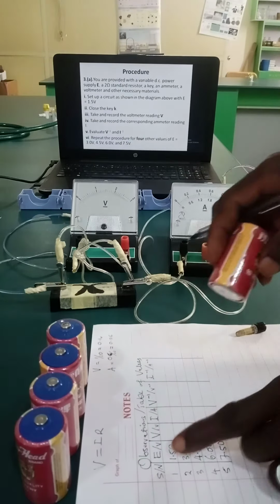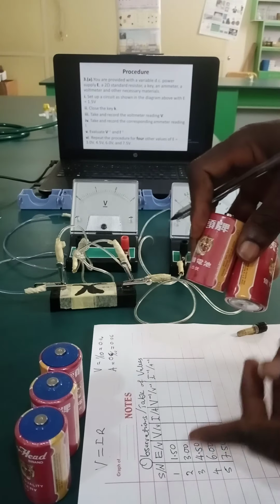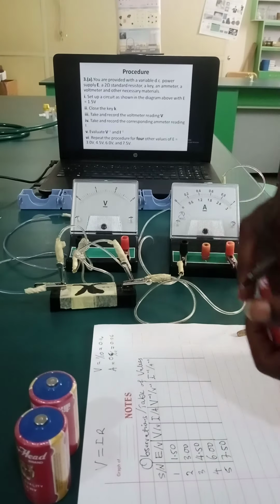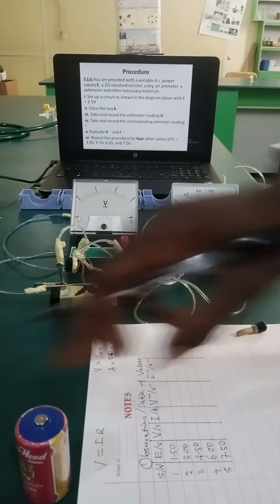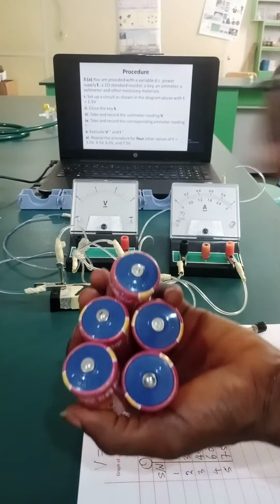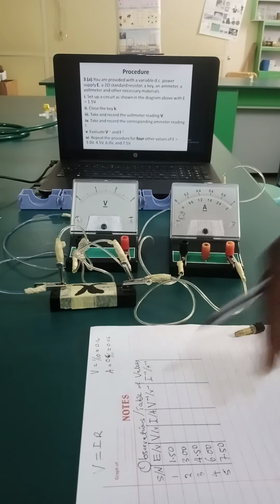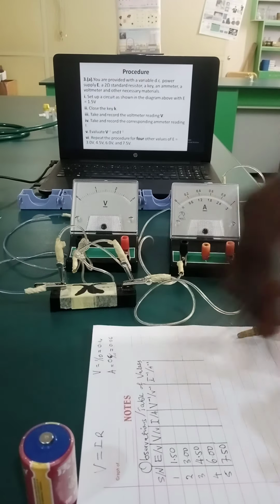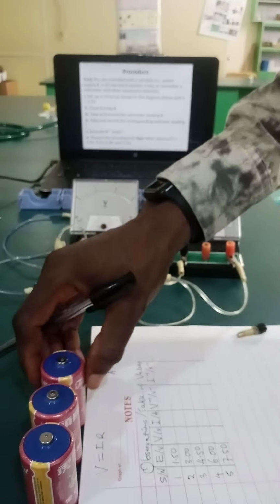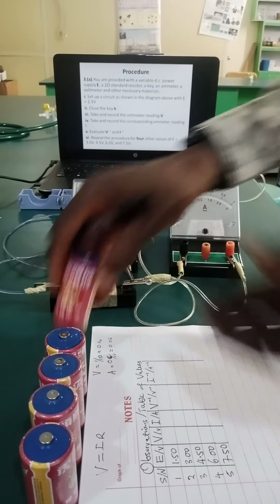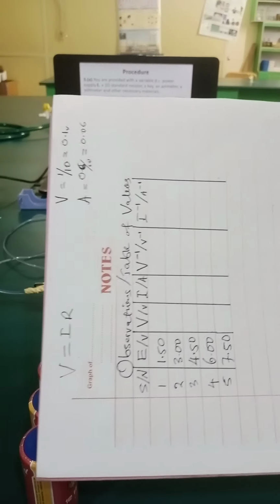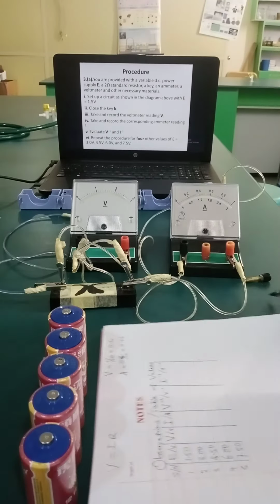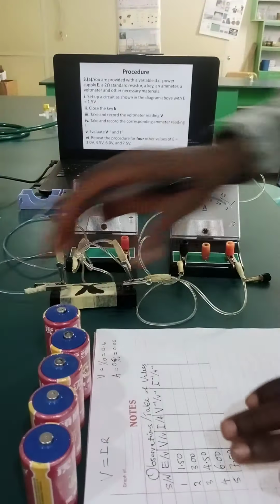One of these is this. 2 of this is 3. And 3 of this is 4.5. And then 4 of this is 6. And then 5 of this will give you 7.50. I hope that is well understood. So right now we are good to go. So this is your table of values once again. So let's begin the experiment.